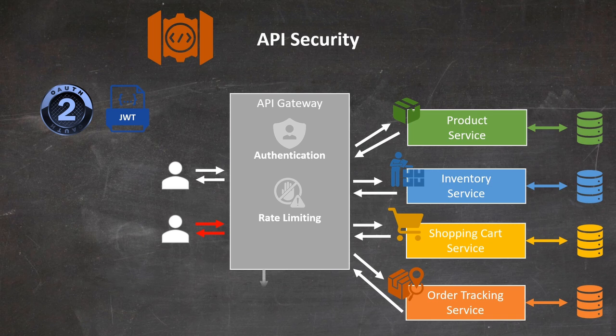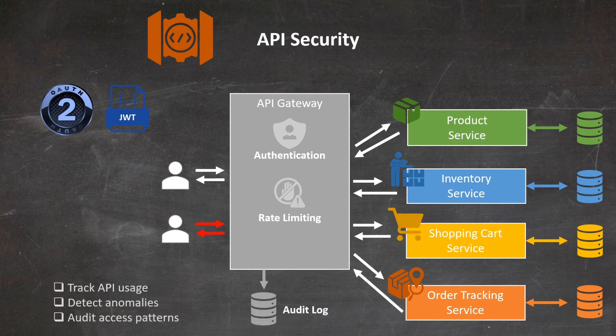API gateways also facilitate monitoring, allowing you to track API usage, detect anomalies, and audit access patterns. This visibility is crucial for identifying potential security threats and ensuring compliance with security standards.